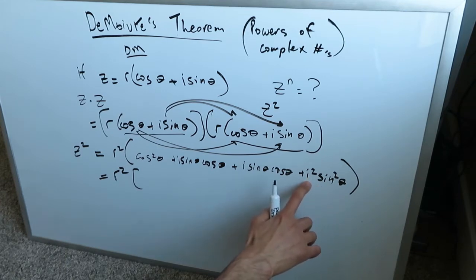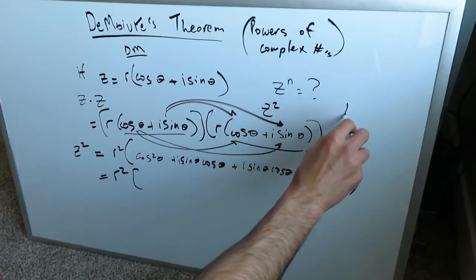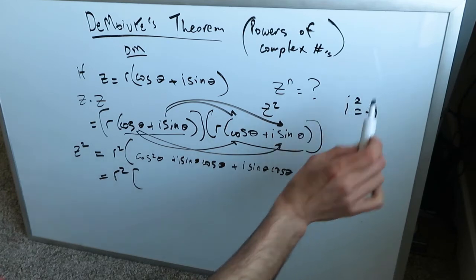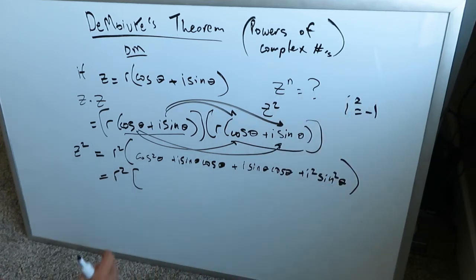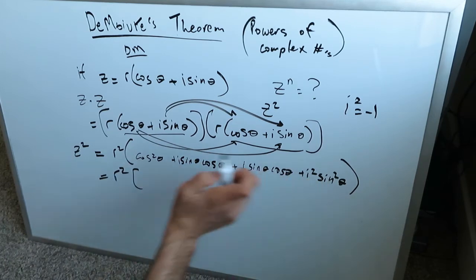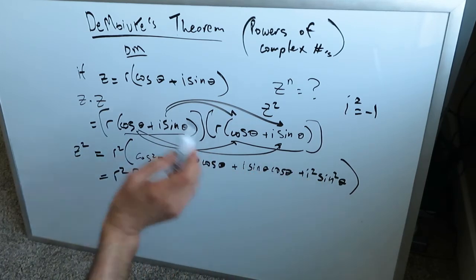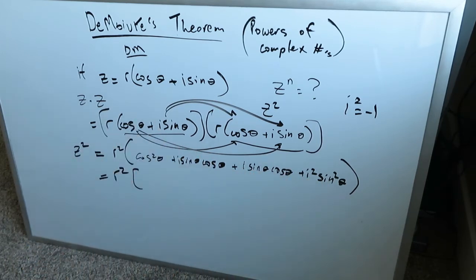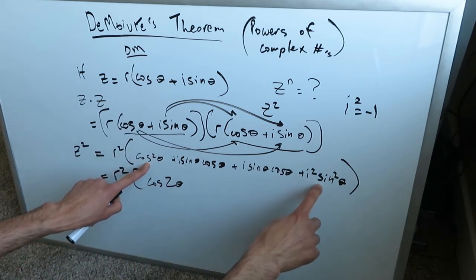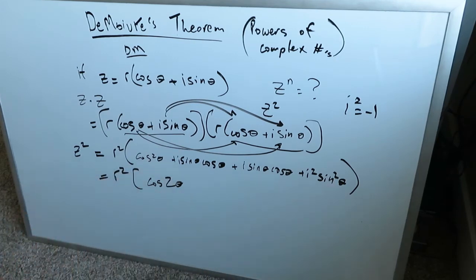Cosine squared theta, and this right here becomes minus sine squared theta. See, i squared is equal to minus 1. You remember that from one of the videos. i squared is always equal to minus 1. So this thing becomes minus sine squared theta. Cosine squared theta minus sine squared theta, if you think back to the video on trigonometric identities, is equal to cosine 2 theta. Remember, cosine 2 theta was equal to three things. It was equal to cos squared theta minus sine squared theta. It was also equal to 2 cosine squared theta minus 1. And it was also equal to 1 minus 2 sine squared theta. But this cosine squared theta minus sine squared theta gives you cosine 2 theta.